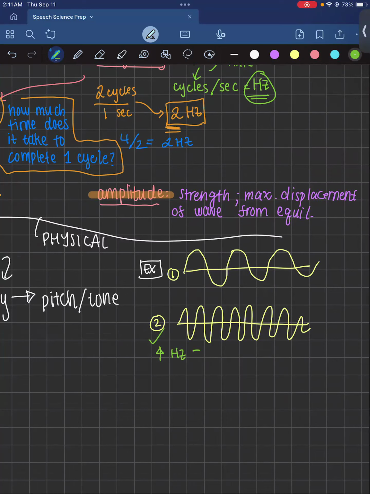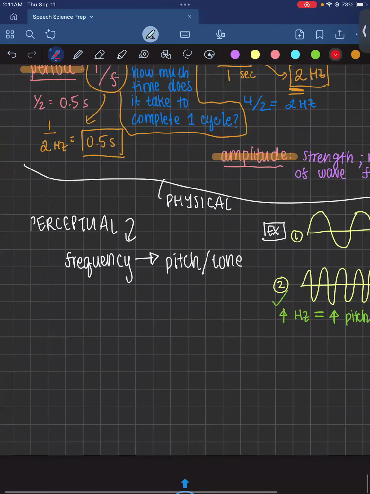And because of that, which one will have the higher pitch or higher tone or note perceptually? It will also be this wave, wave 2. Whereas this one, we can see the frequency is lower because there are fewer cycles per second. I probably should have specified that this is 1 second for both of these. And so because of that, we know that this wave has a lower frequency or lower number of hertz, and that's going to translate to a lower pitch when we're hearing it.